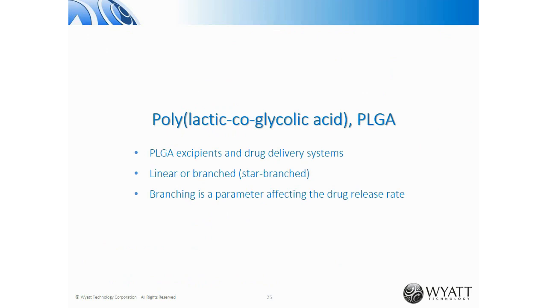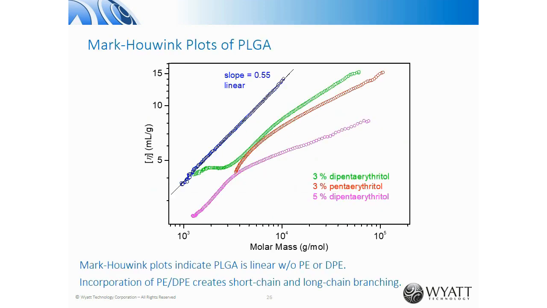Polylactic acid and its copolymer with glycolic acid is a material with various applications. One of them is use as a drug delivery system, and PLGA can be synthesized as a linear or branched polymer. And branching is one of the parameters that can be used to control the drug release rate. And then it is important to have an analytical tool that is capable of characterizing branching. Such an analytical tool is a combination of SEC with MALS and online viscosity detectors.